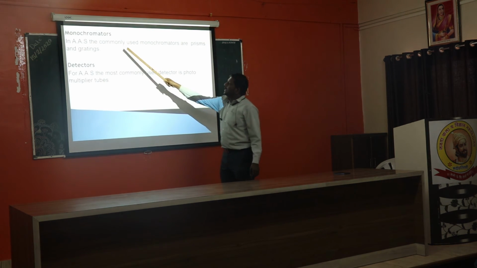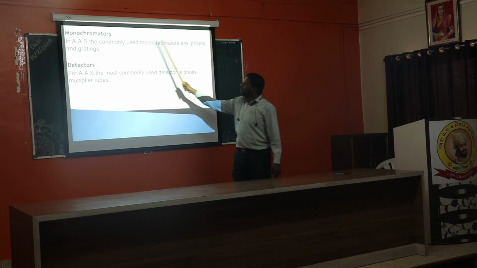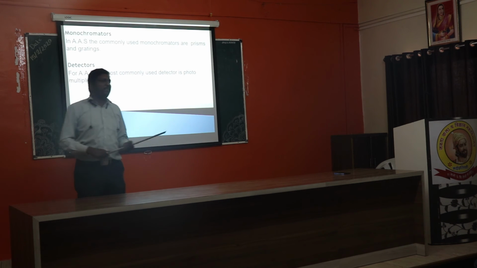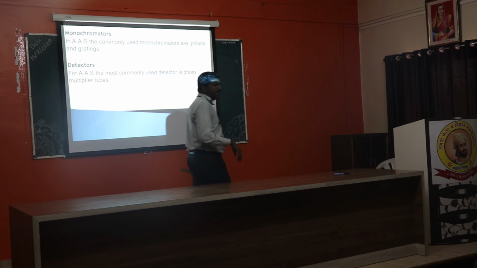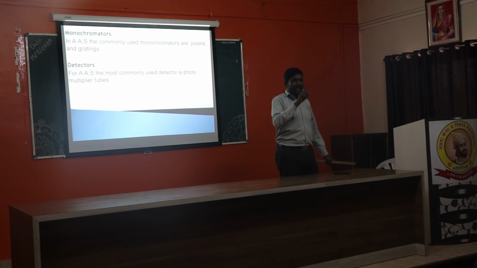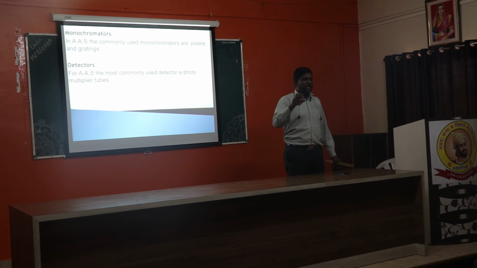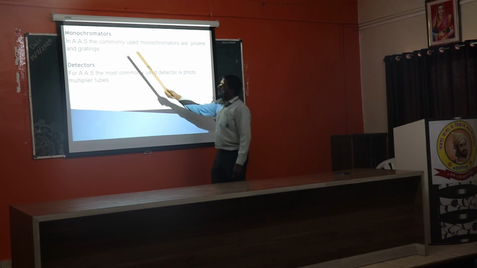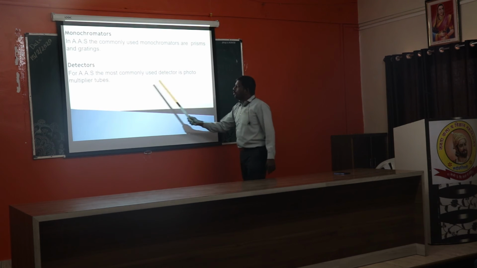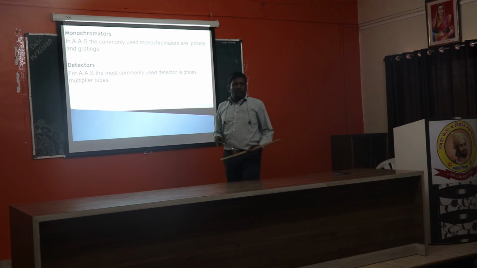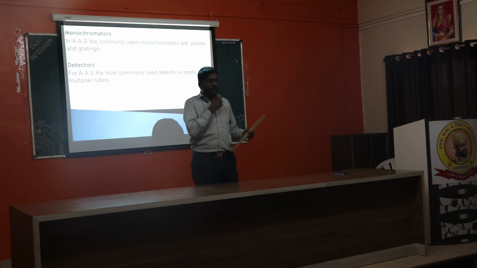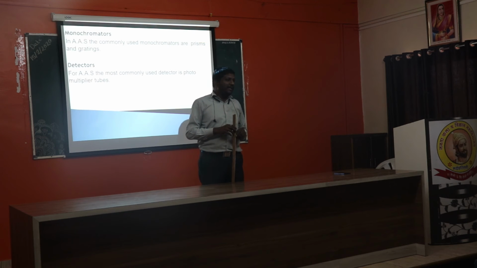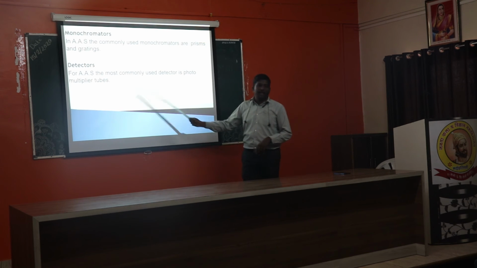Now the monochromator. The commonly used monochromators are prism and grating. A few minutes before, I asked you the question, what are the different types of monochromator? So there is a prism and a grating. The grating has different grooves, and you have seen the prism. These two are the monochromators. And the detector is the photomultiplier tube. I told you two examples a few minutes before. In this technique, AAS, a good detector is the photomultiplier tube.